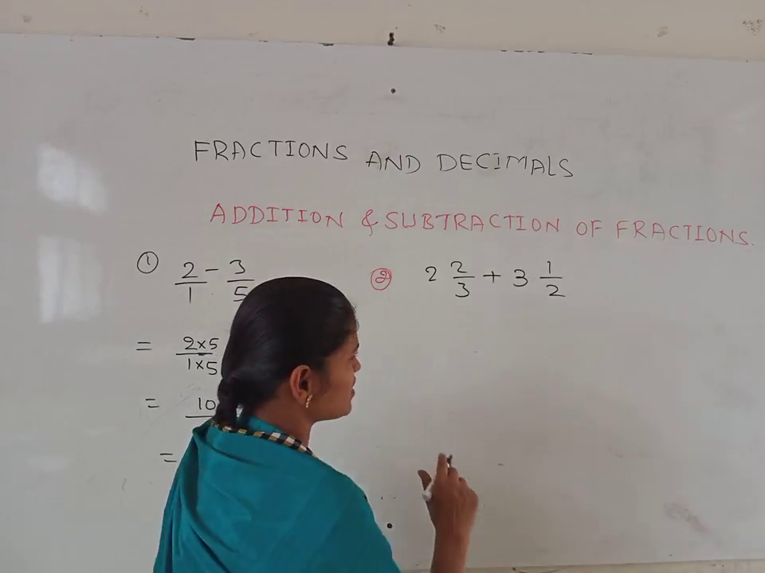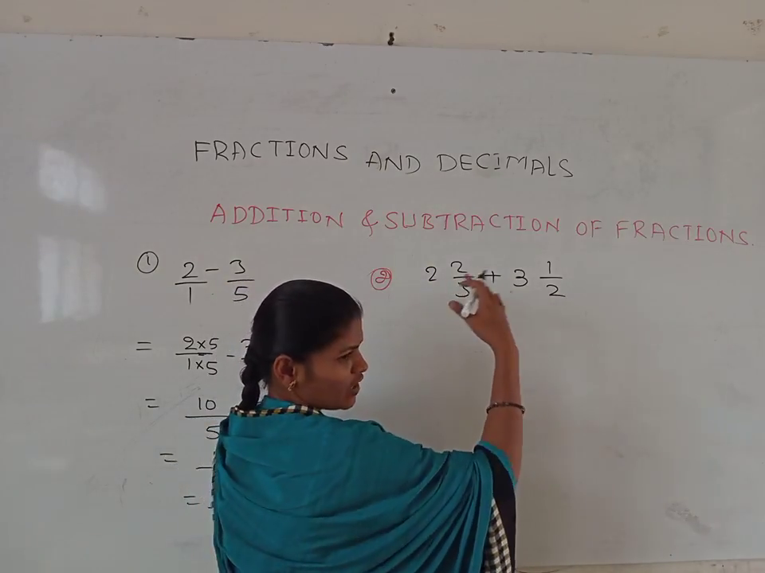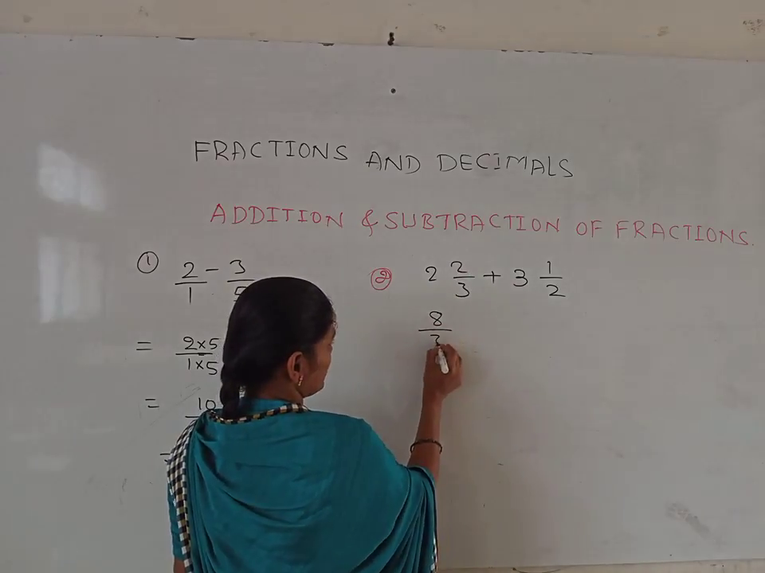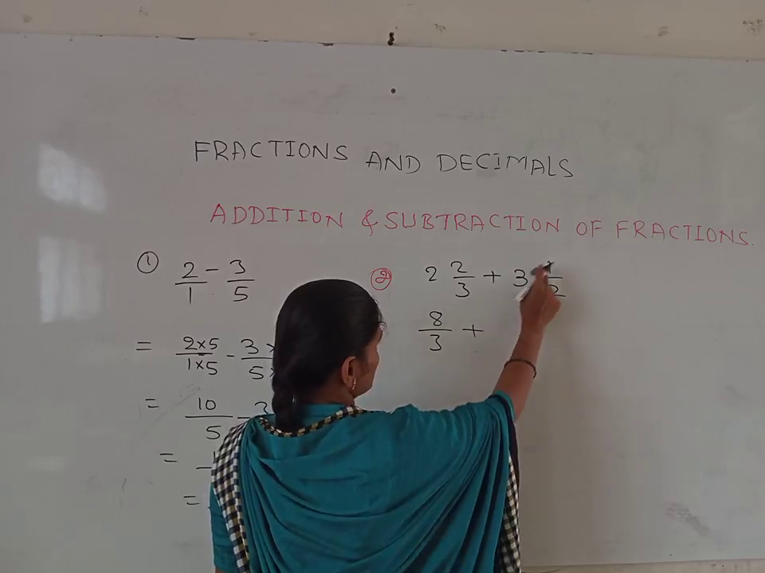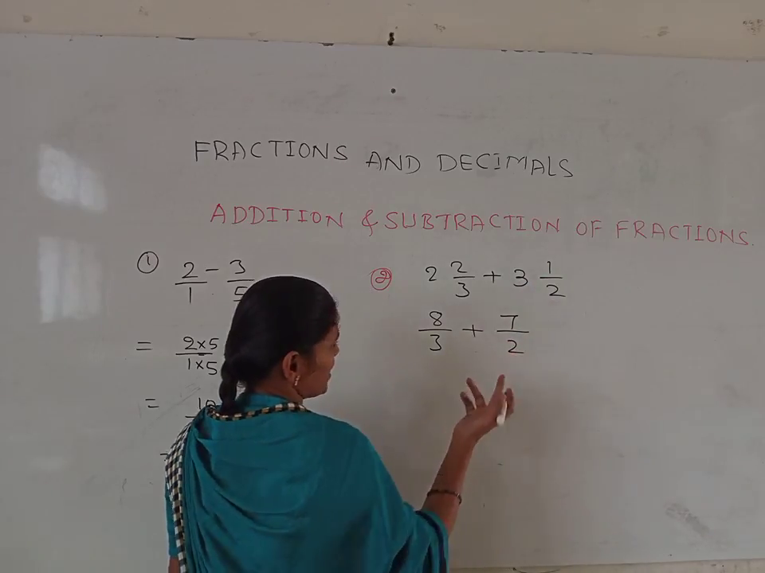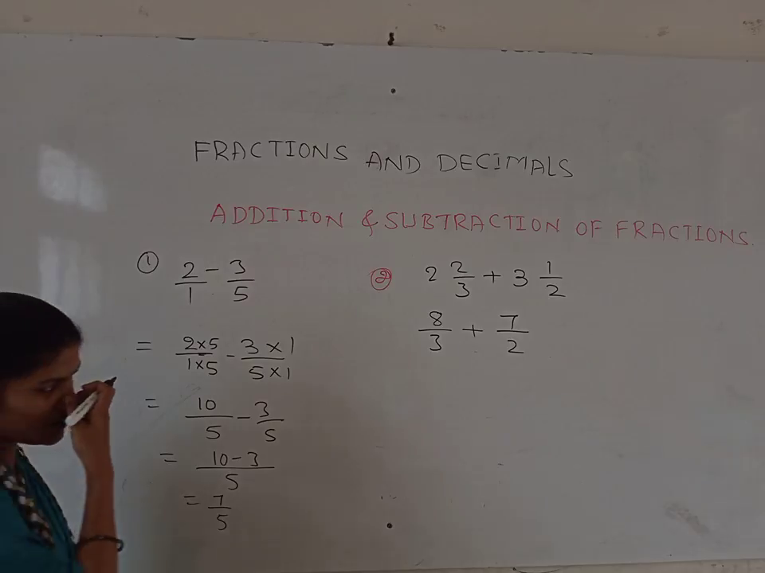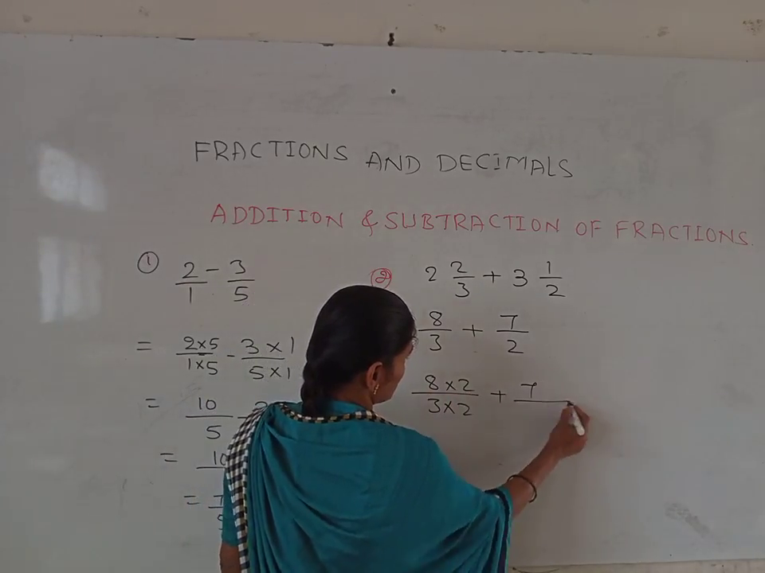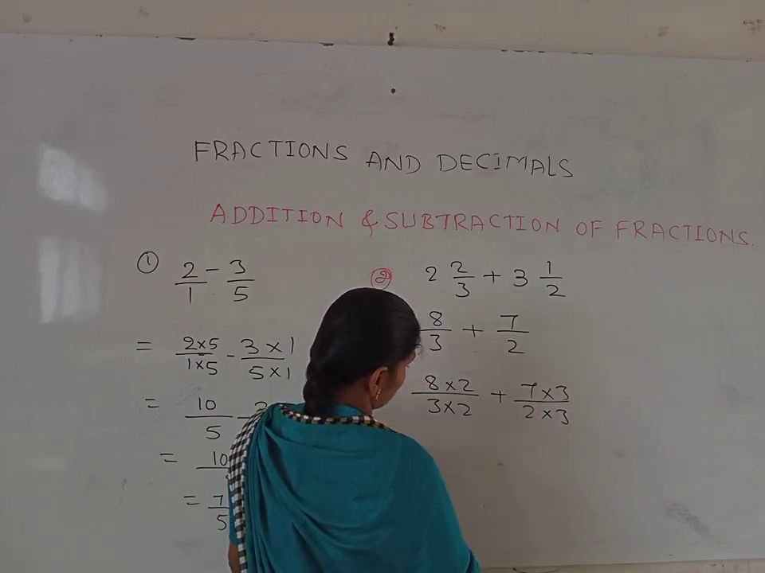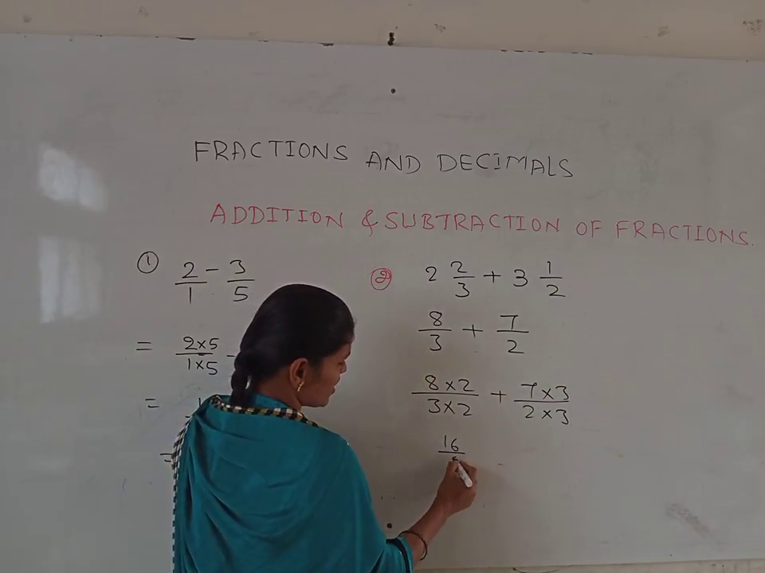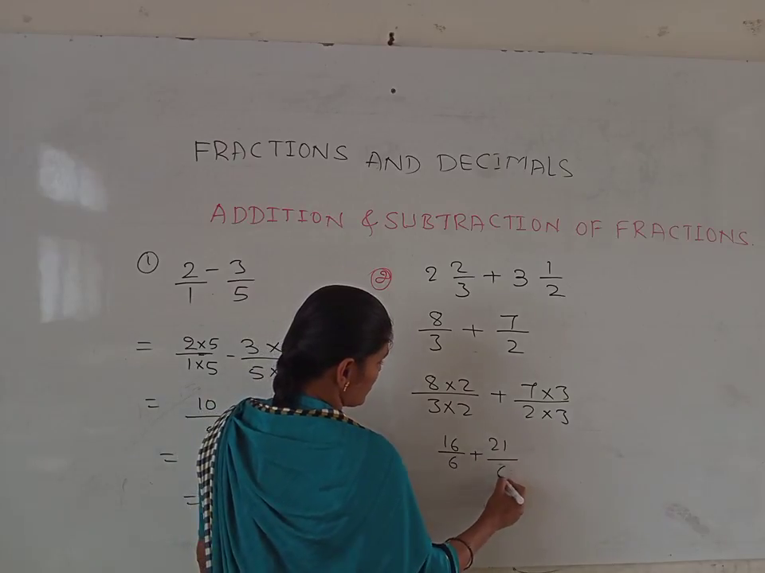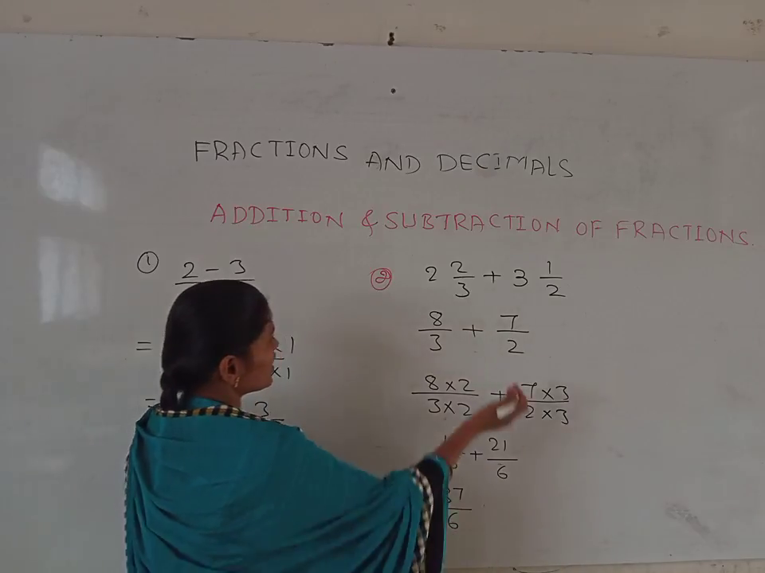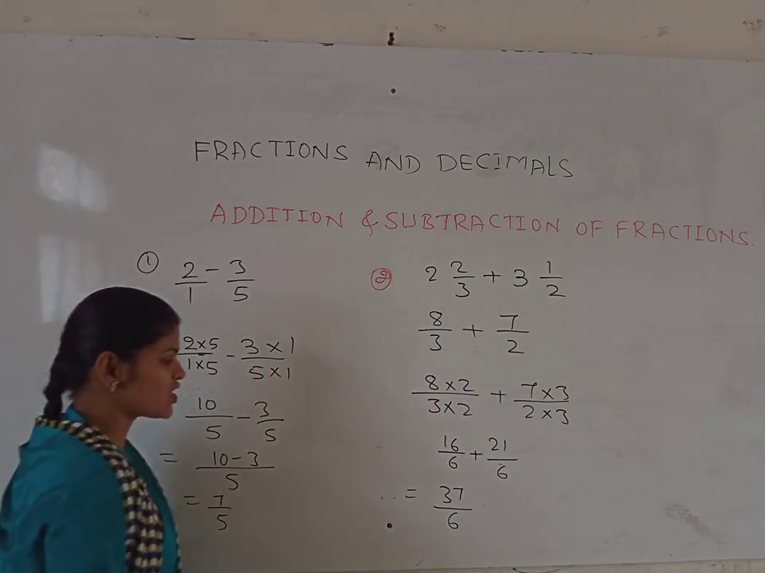Our first step in the second method is to convert the mixed to improper. 3 2s are 6, 6 plus 2 is 8 by 3. 2 3s are 6, 6 plus 1 is 7 by 2. The LCM of 3 and 2 is 6. 3 2s are 6 plus 2 3s are 6. 8 2s are 16 by 6 plus 7 3s are 21 by 6. Now 16 plus 21 is 37 by 6. You can convert it to a mixed fraction.